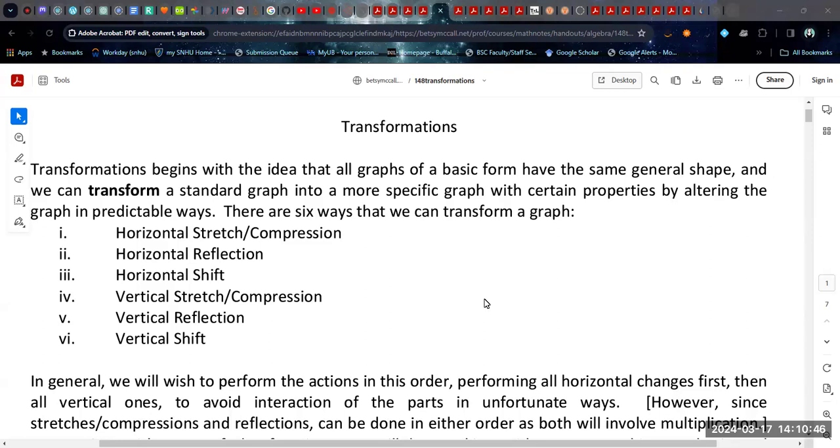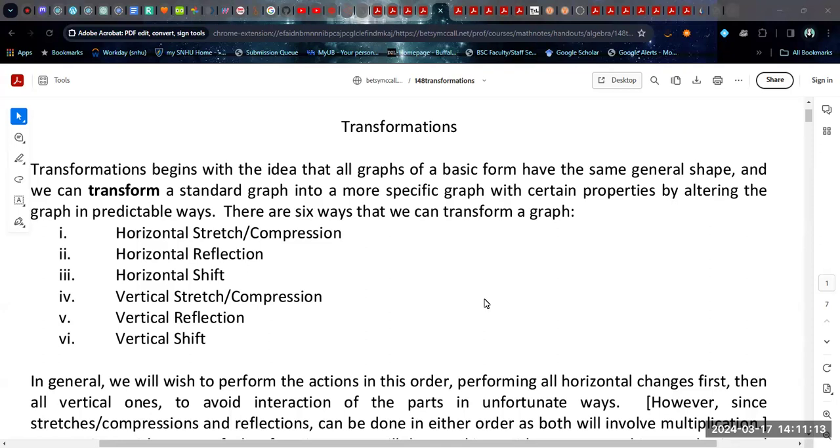And we apply transformations to them, compression, stretching, reflecting, or shifting, in order to adjust the graph to achieve other kinds of functions that have similar shapes, but are maybe situated in different ways or increase or decrease in slightly different ways. So we're going to look at all of the transformations that we can perform on a function and then put them all together.